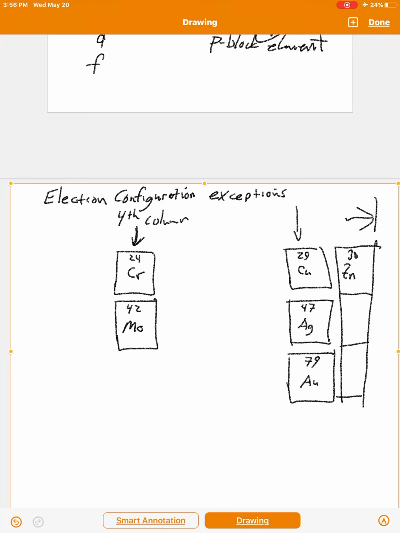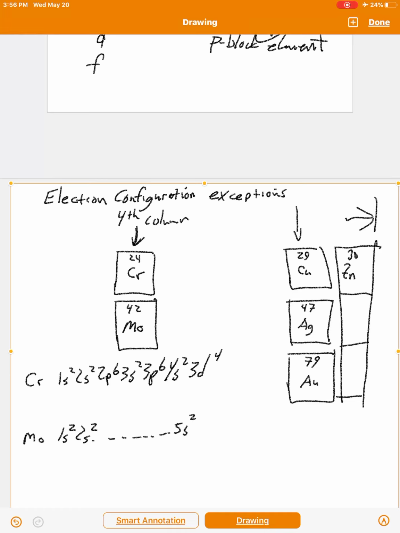So what happens is with chromium, for example, you would expect it to be 1s2, 2s2, 2p6, 3s2, 3p6, 4s2, 3d4. It's the 4th one, 21, 22, 23. So you expect it to be this. And molybdenum, similarly, you would expect it to be 1s2, 2s2, all the way through 5s2, 4d4. But it turns out that these are exceptions.